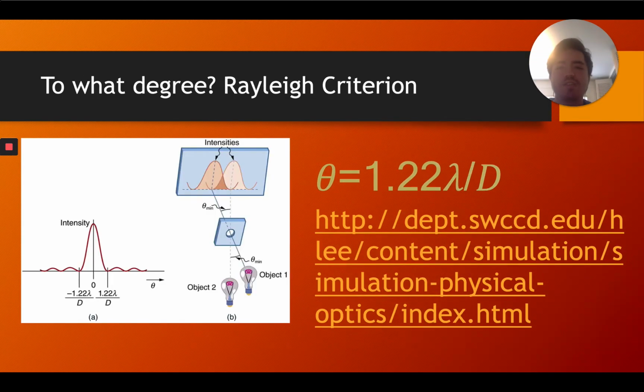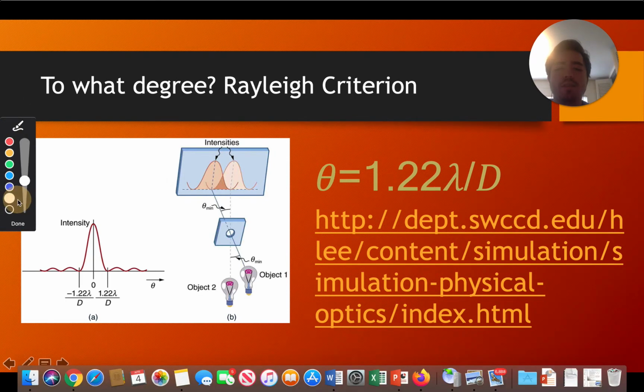All right, and to what degree? There has to be a formula to find out, and there is. Theta equals 1.22 lambda over d, which is the angle equals 1.22 times the wavelength over the diameter of the aperture. And like I was talking about, specifically the Rayleigh Criterion is when, here we see, let me get my crayon, the intensity of one object goes to the circular aperture and creates this maxima right here.